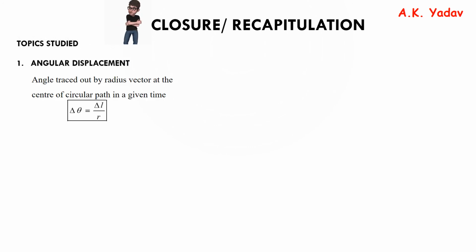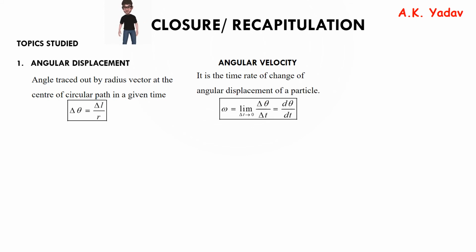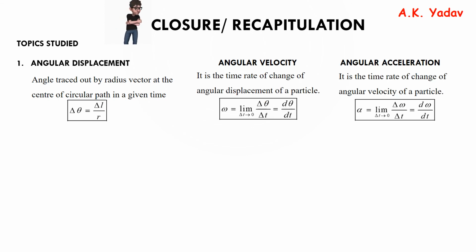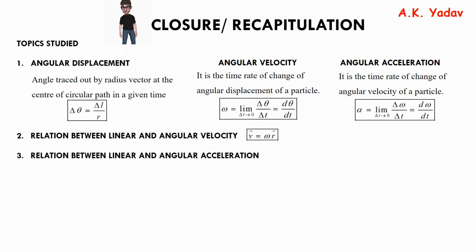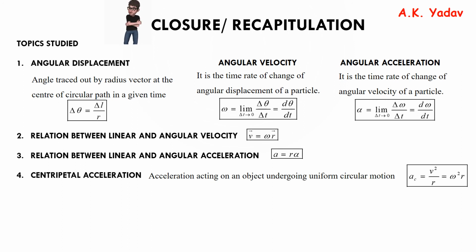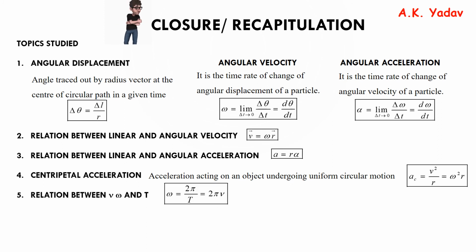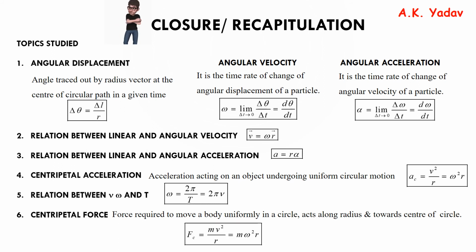Angular displacement delta theta equals delta L by R, angular velocity omega equals d theta by dt, angular acceleration alpha equals d omega by dt. Relation between V and omega: V equals omega R, a equals R alpha. Centripetal acceleration a equals V square by R or omega square R. Then omega equals 2 pi by T or 2 pi nu. Centripetal force F equals m v square by R or m omega square R.